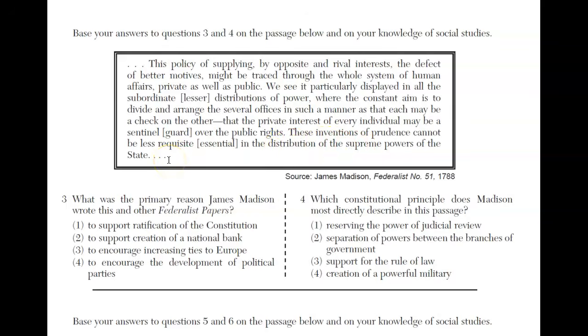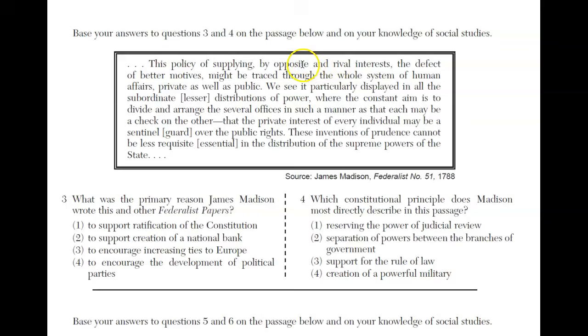Okay, well, that's kind of old-fashioned language, right? So let's think about what it actually means. This policy, whatever it is he's talking about, of supplying by opposite and rival interests the defect of better motives, might be traced through the whole system of human affairs. Okay, you have to know a bit to know what he's getting at. Like, you have to remember stuff, yeah?